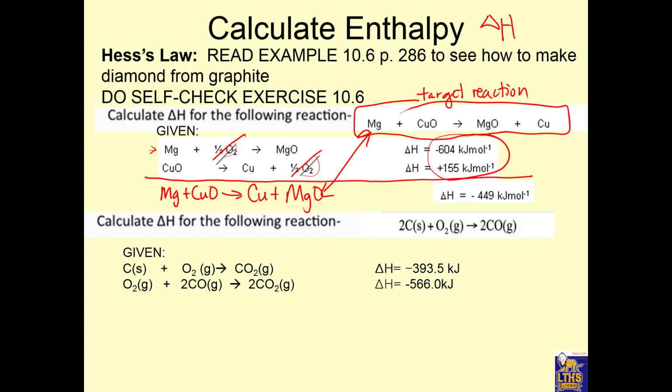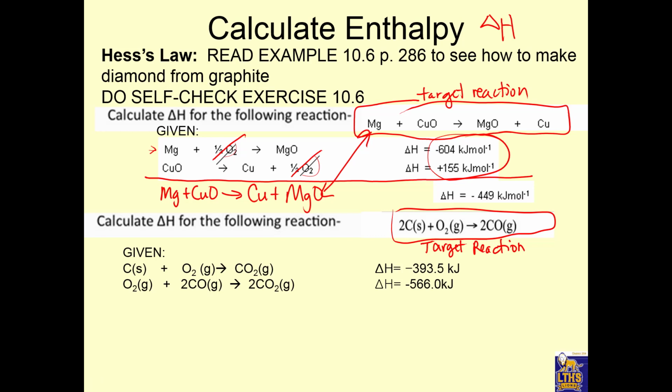So this time this is our target reaction. This is what we're trying to find the delta H of. So we need to take these two equations. Sometimes there could be 3 or 4 or 5 equations. Doesn't matter. What we want to do is manipulate these so that when they add together, they give us our target.